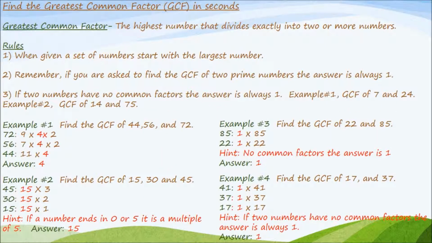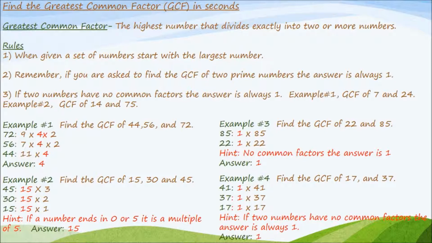All right, now we're going to talk about how to find the greatest common factor in seconds. The greatest common factor is the highest number that divides exactly into two or more numbers. Here are the rules. Number 1, when given a set of numbers, start with the largest number. Number 2, remember, if you're asked to find the greatest common factor of two prime numbers, the answer is always 1. Number 3, if two numbers have no common factors, the answer is always 1.